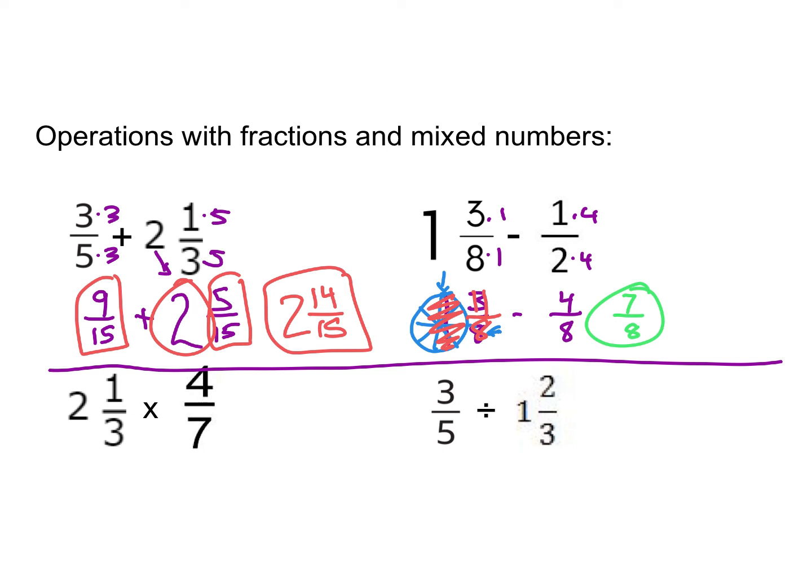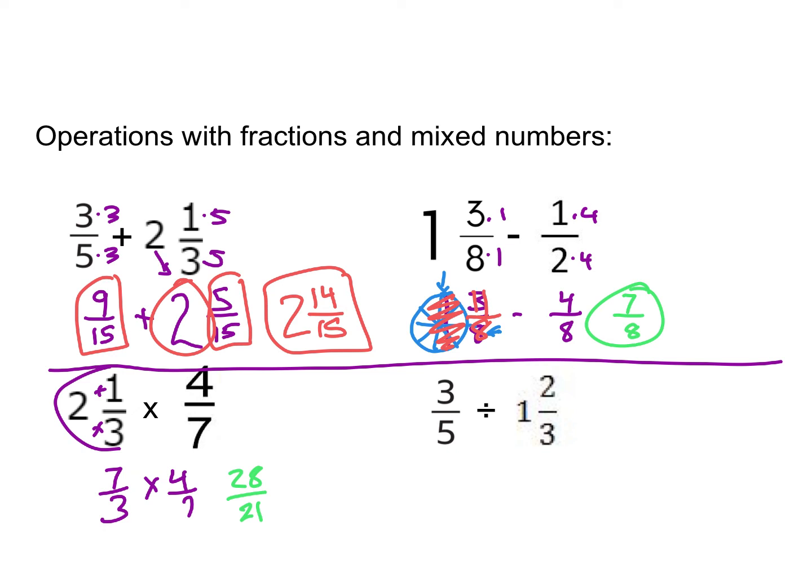If I'm multiplying, it's actually way easier. I just take my top times my top and my bottom times my bottom. So I'm going to make it mad first. I'm going to multiply and add to make this an improper fraction. And then I'm going to multiply across, top times top, bottom times bottom, and simplify when I'm done.